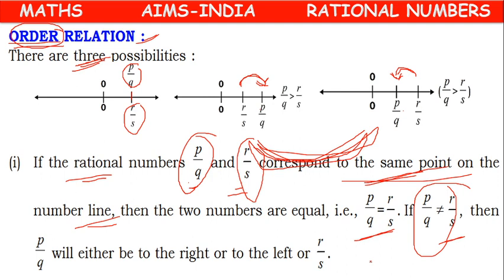If they are not equal, if it lies on the right hand side, then P by Q value will be greater. So already we have discussed, right side values are always greater. P by Q greater than R by S. Here it is on the left hand side, so that's why P by Q value is less than R by S.